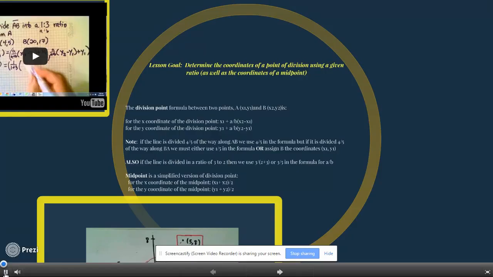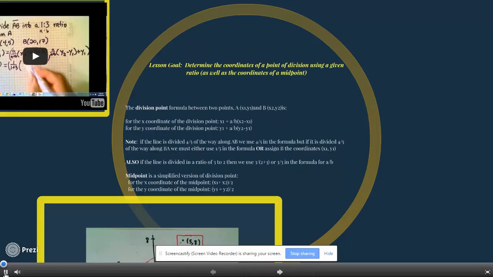The goal of this lesson is to determine the coordinates of a point of division using a given ratio, as well as the coordinates of a midpoint. The division point formula between 2 points A and B is, for the x-coordinate of the division point, x1 plus A over B times the difference between your x-coordinates, x2 minus x1. Then for the y-coordinate of the division point, it's y1 plus A over B times the change in y's, so y2 minus y1.